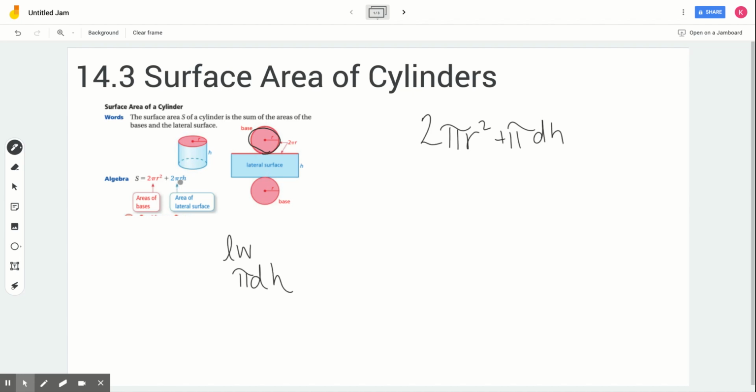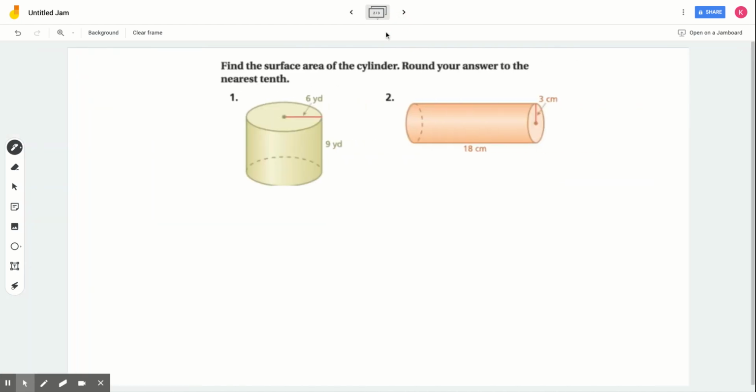They've also used the formula here 2 pi rh. Keep in mind that 2r, 2 times the radius, is the same as the diameter. So 2 pi r squared plus pi times diameter times height, so the circumference of the circle times the height, finds the surface area of a cylinder. When we look here, to find the surface area of a cylinder, we want to round our answer to the nearest tenth.